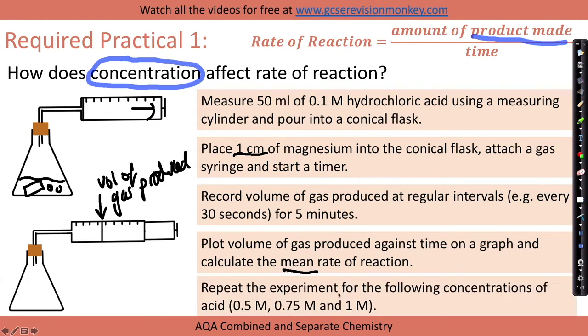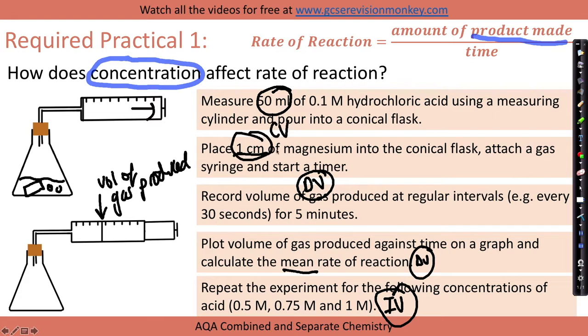We then repeat the experiment for the following concentrations of acid. So this will be our independent variable, the concentrations of acid. The dependent variable would be our volume of gas, which we then turn into our rate of reaction down here. And important control variables are things such as the volume of acid that we are using, the length of magnesium that we're using, and things such as temperature as well. As in all experiments, it's also really important to talk about the fact that you're going to repeat the experiment 3 times and calculate a mean for each concentration of acid that you're using.